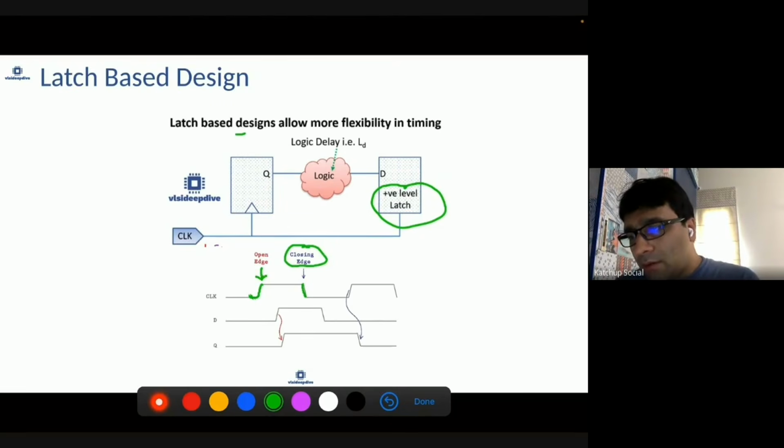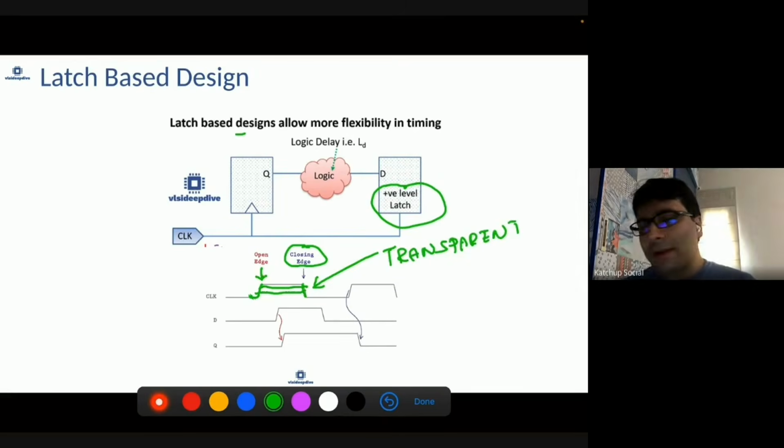The time when the latch can capture the data is known as the period where the latch is transparent. This is the period where the latch is transparent, and it acts like a buffer, so whatever comes to D goes to the output.